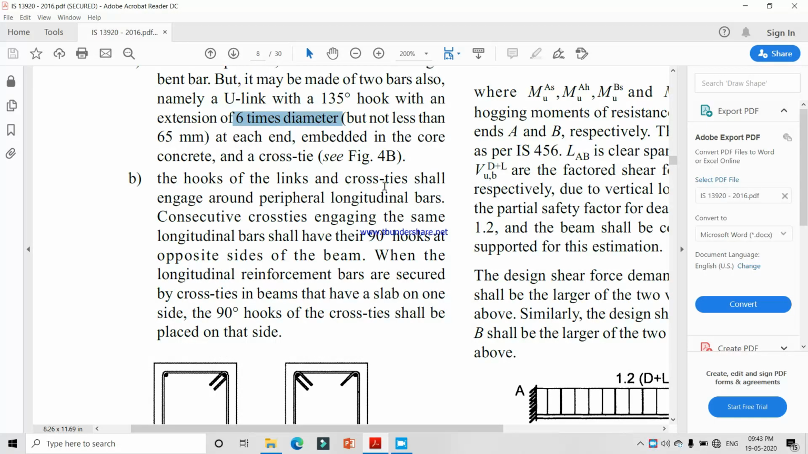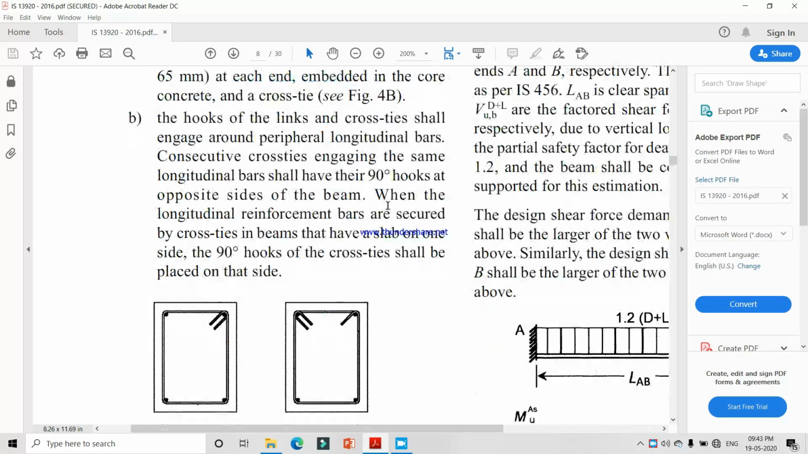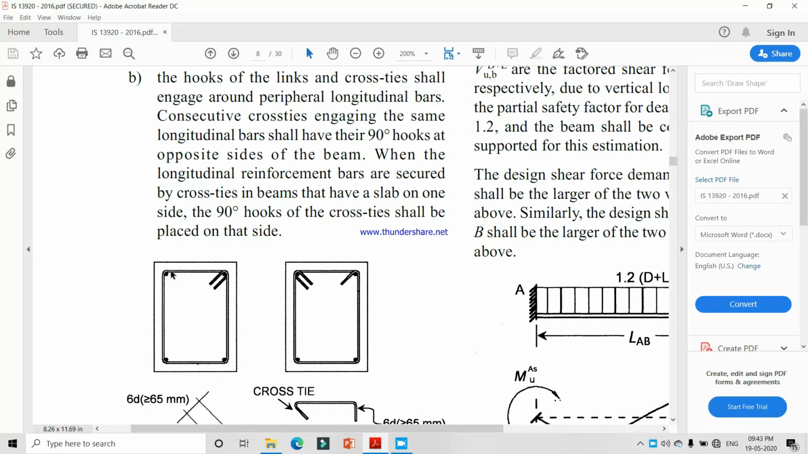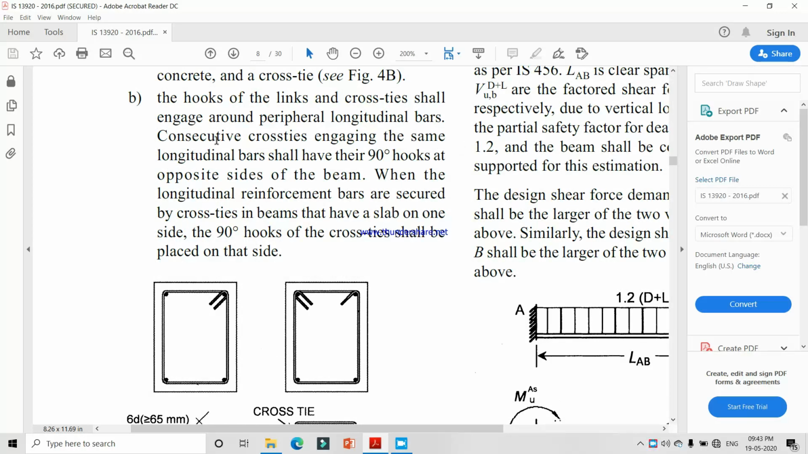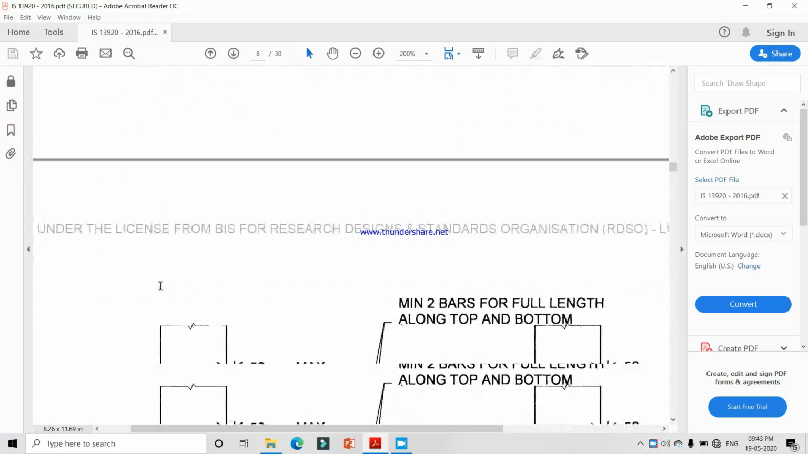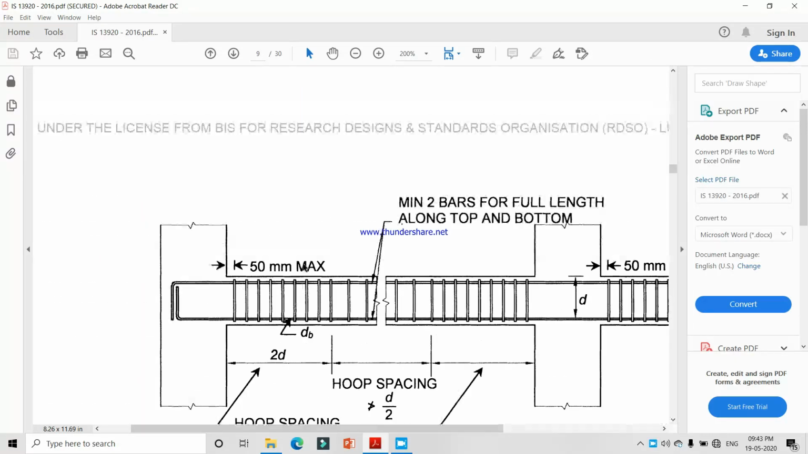The hook of the link and the cross tie shall engage around the periphery longitudinal bar. That means the link is provided around the periphery of the reinforcement. Cross ties engaging the same longitudinal bars shall have their 90-degree hooks on opposite sides of the beam. That means if one hook is here, then the next is there. We have to provide alternate hooks.